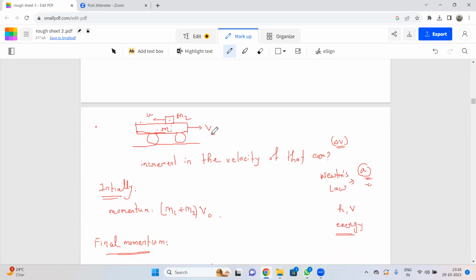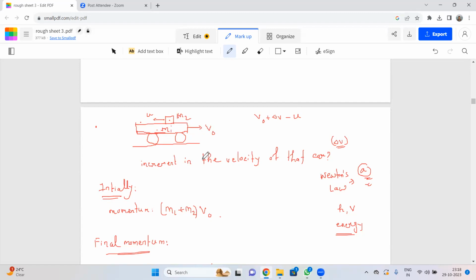What is the velocity? Now, at the final stage, the velocity of the car is v naught plus delta v, right? But the man is moving in the opposite direction with the velocity u. So he has the velocity of v naught plus delta v minus u.